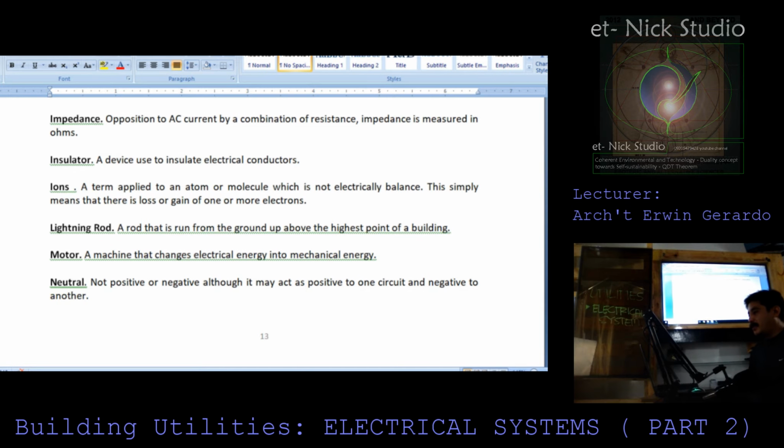Impedance, opposition to AC current by a combination of resistance and reactance. Impedance is measured in ohms.